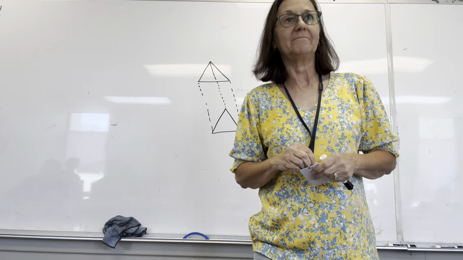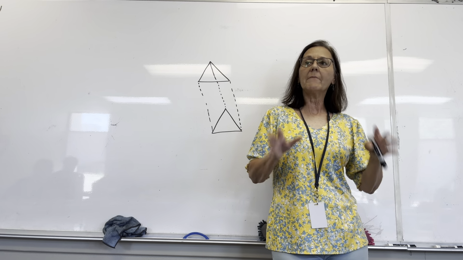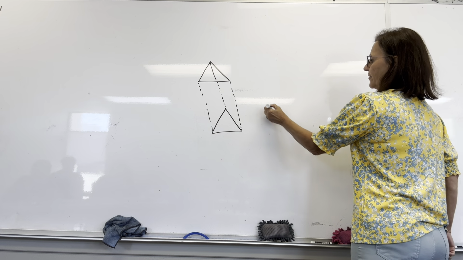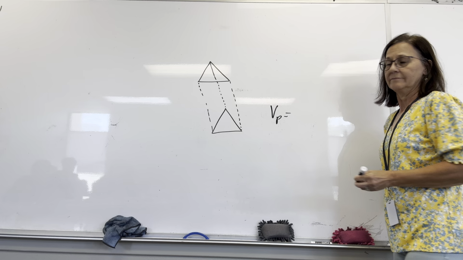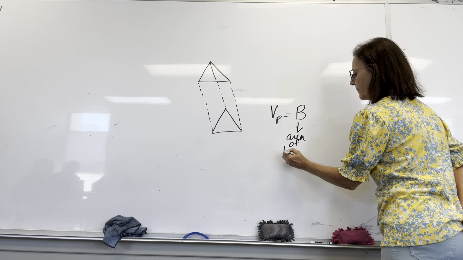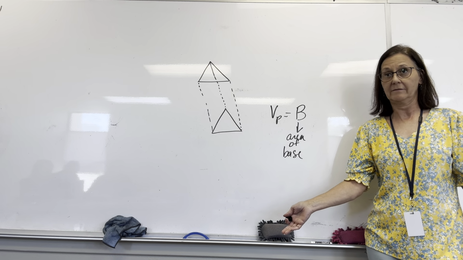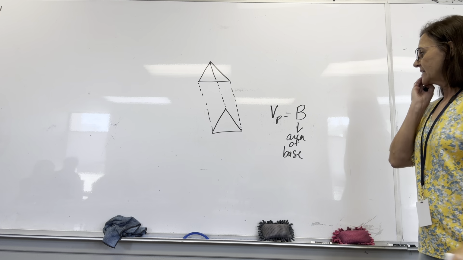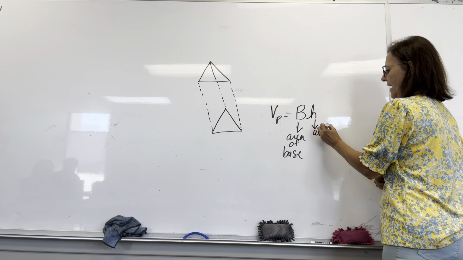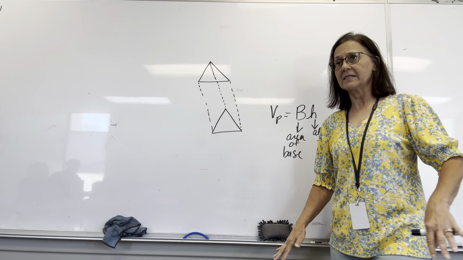Okay, volume of a prism. You ready? There's a very simple formula for the volume of a prism, and it never changes. The volume of a prism equals big B, which is the area of the base. Remember what I told you about the bases? That's the two shapes that are congruent. It's the area of the base times the height, which is often referred to as the altitude. It's just whatever the area of the base is times the height.